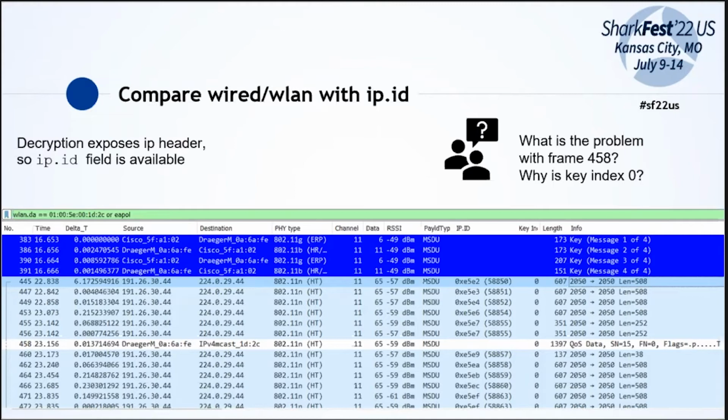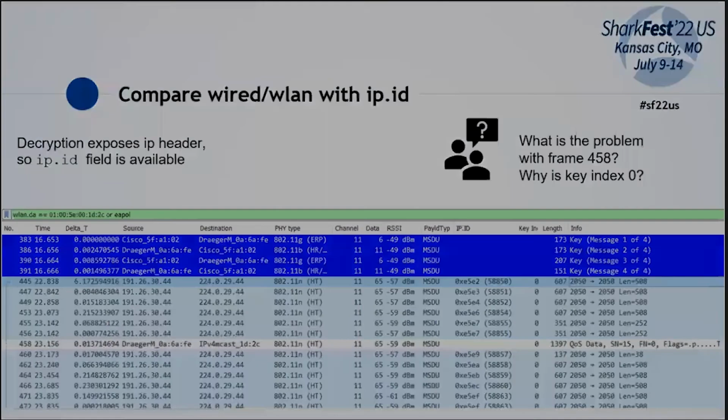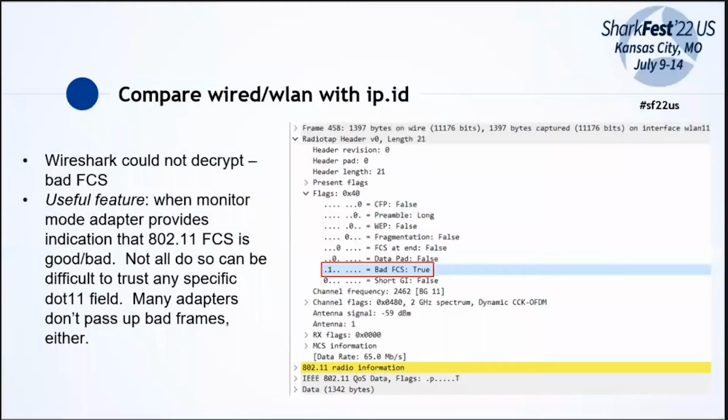He says QoS data. He didn't decrypt. Any idea why? Why wouldn't he decrypt and the other ones would? Any idea? No, that should be the right index, but he didn't decrypt because he had a bad frame check sequence.